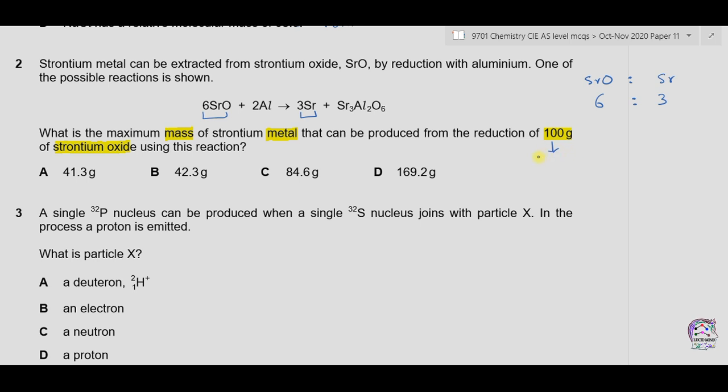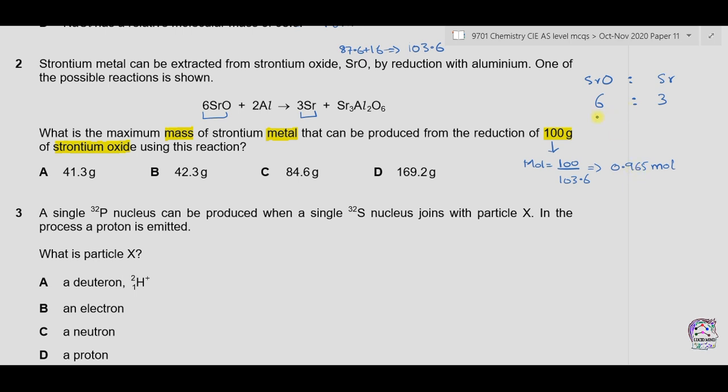Let's first change this into moles. So moles is equal to mass divided by molecular mass. Mass is 100. Molecular mass of strontium oxide will be equal to 87.6 for strontium and 16 for oxygen. So it comes equal to 103.6. So moles will be equal to 100 divided by 103.6, and it comes equal to 0.965 moles.